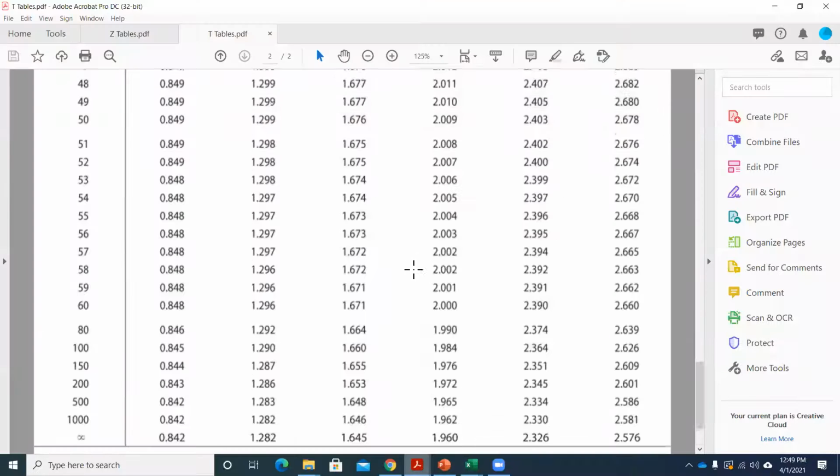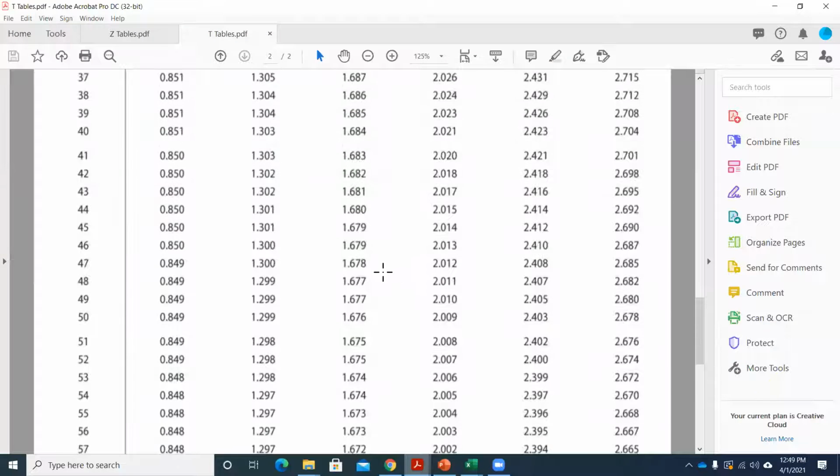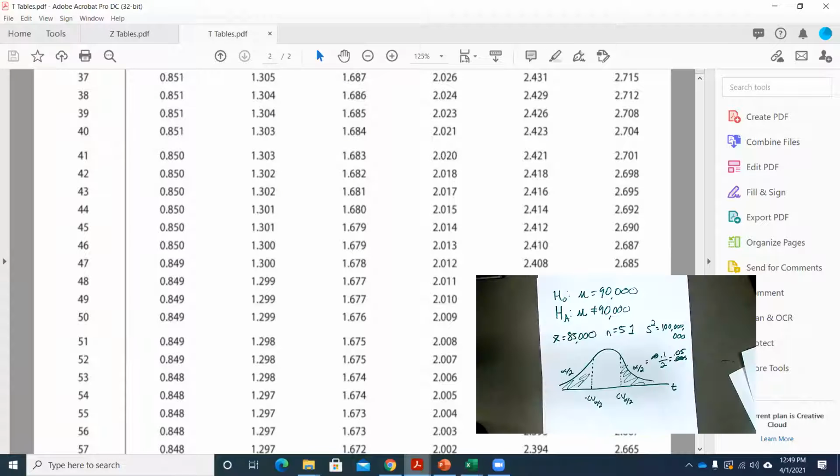If I go to my student T table, I'm going to ask, what was my sample size? I think my sample size here is 51. So my degrees of freedom would be what? Degrees of freedom is simply n minus 1. So 51 minus 1 is 50. If we wanted to do that ahead of time, we could have. So I've got my degrees of freedom of 50.